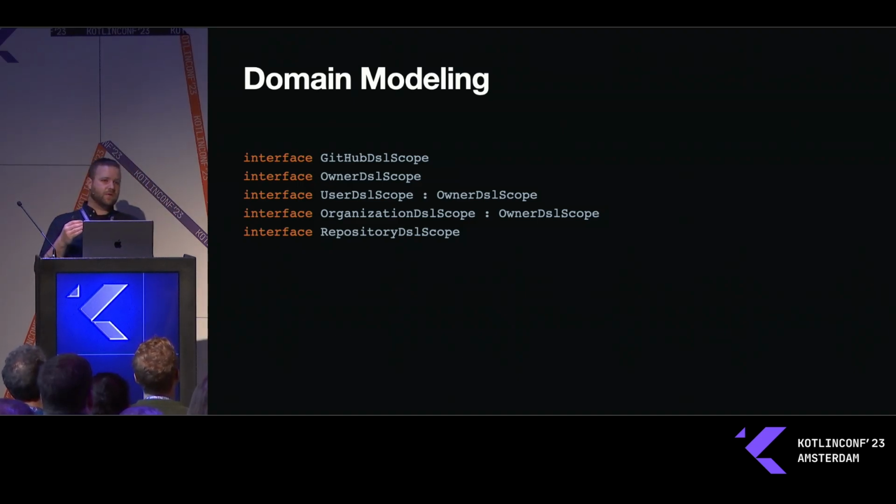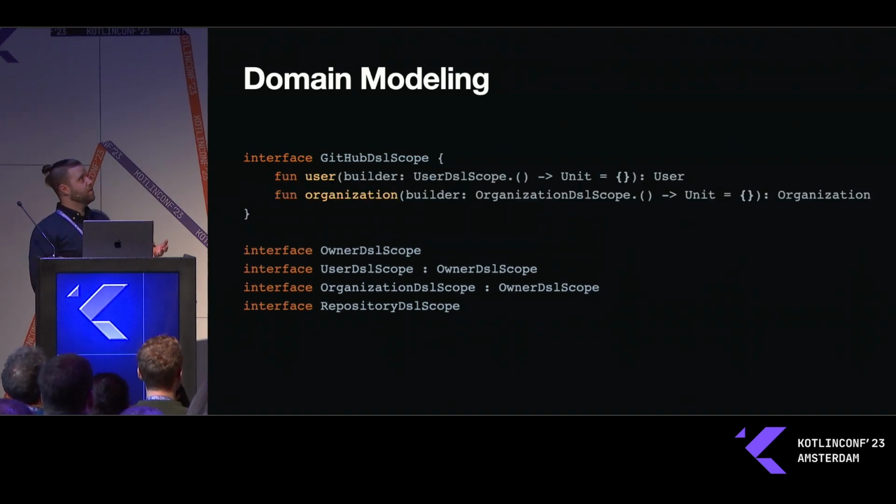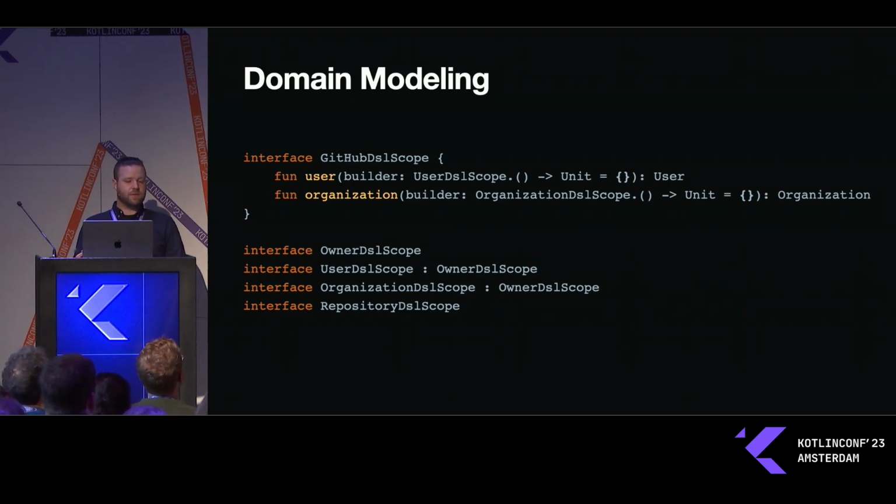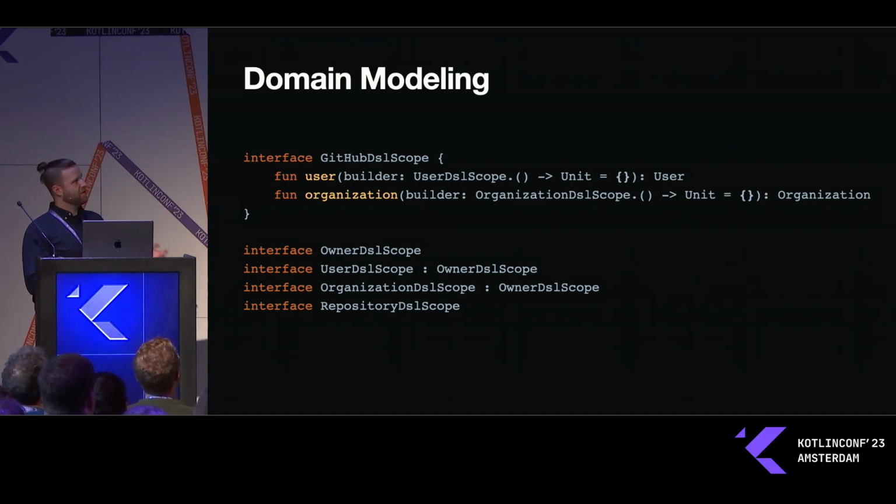We can then start to take those functions that we had in our sample DSL and start adding them to these interfaces. So we can say we want a user function that's going to take a user DSL scope lambda, and we'll then return a user. And we're going to have an organization function that's going to take a lambda with an organization DSL scope receiver, and we'll also return an organization.